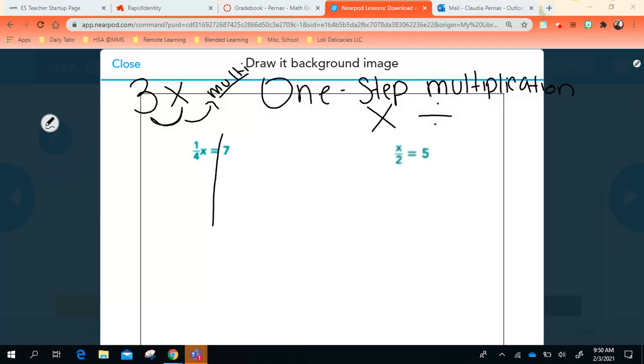So what do I need to do the opposite? I need to divide by 1/4. And whatever I do on one side, I do to the other. So this will give me 1. So I bring down my x equals, what is 7 divided by 1/4? 28.